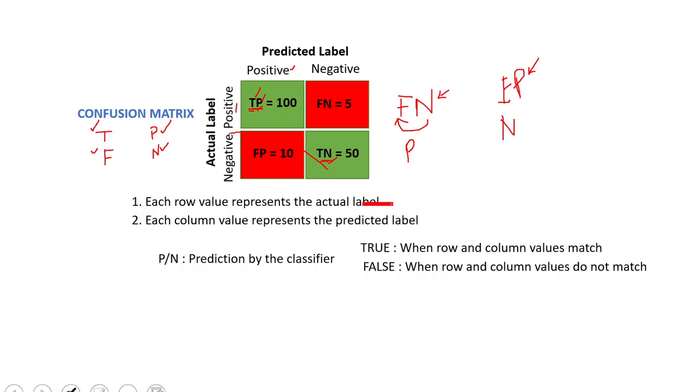You can take a screenshot of this so that you remember. You actually need to remember just two parts. The row is always the actual label and the column is the predicted label. True is when row and column values match, and false is when row and column values do not match. And this positive or negative is the prediction by the classifier. This is the most important thing. This is the prediction done by the classifier.